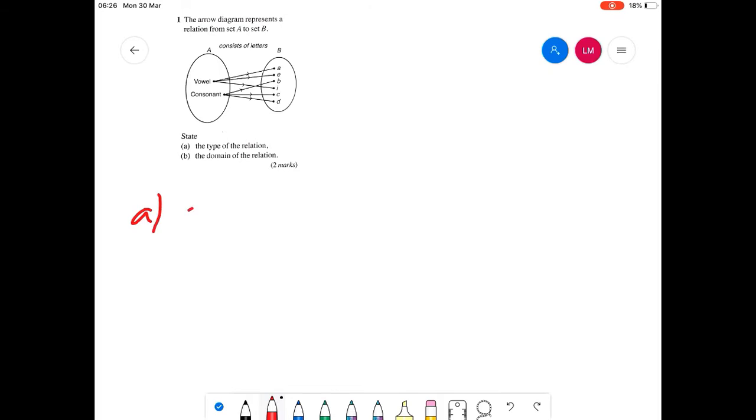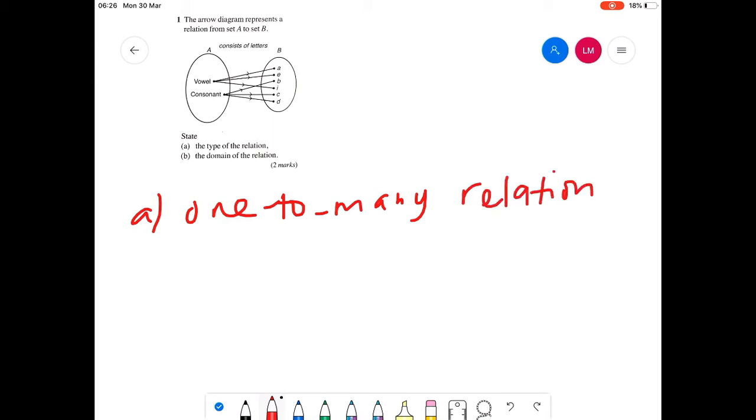The answer for A is a one-to-many relation, because each of the objects has more than one image. While for B, what is the domain of the relation? This part is the domain, which is a collection of the objects.